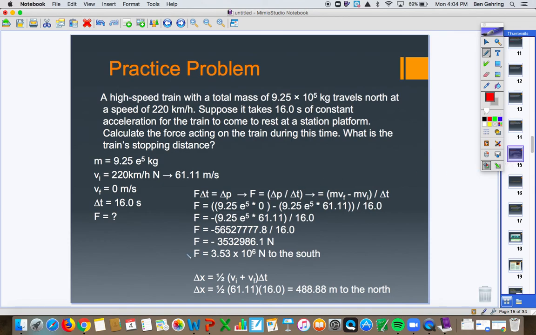Alright, so your force should be 3.53 times 10 to the 6 newtons to the south, because we were going north initially. And then knowing that, we can calculate distance, which comes to be 488.88 meters to the north.